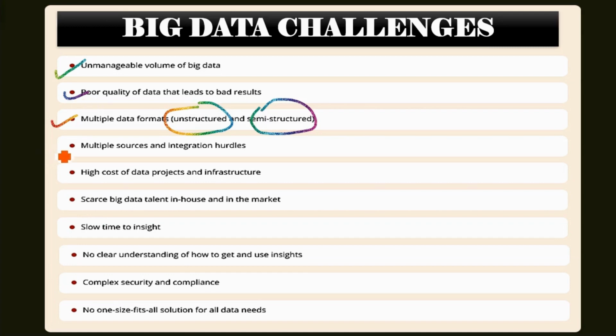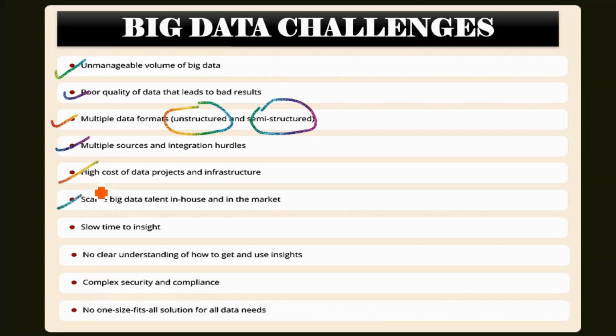Next, we have multiple sources and integration hurdles. Big data is not generated from a single source or a single platform. There are many sources and many platforms throughout the world, throughout the country. Data is being generated in multiple sources and multiple places, and further, it is being integrated in one place, which plays a big role, and also creates a hurdle.